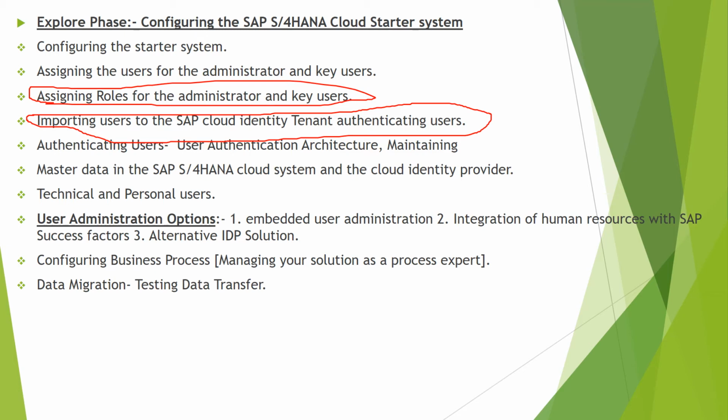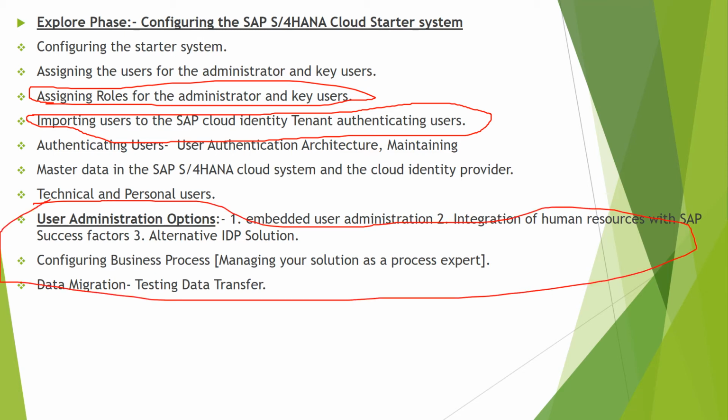So, technical and personal users. From now on you should always use your personal user when working in the system. After creating the personal users with the administrator rights and making them known in SAP Cloud Identity, log off from the technical user, then log on to the system with the administrator user to make further settings. Alternatively, you can also use a key user to carry out the configuration. So this is available. And then user administration options.